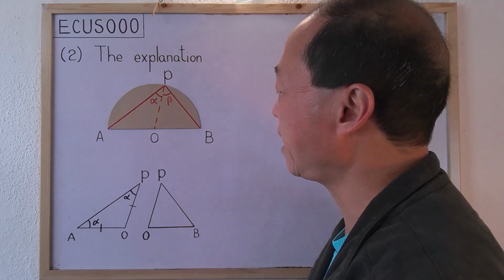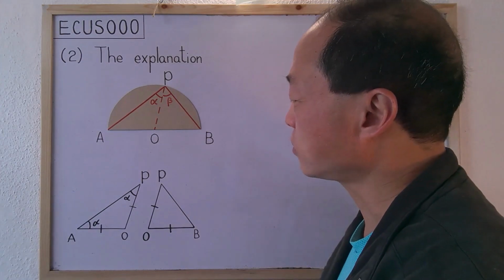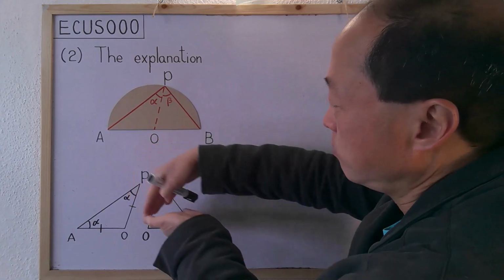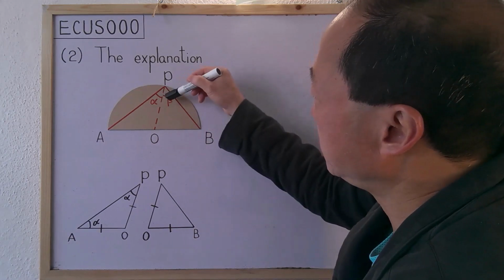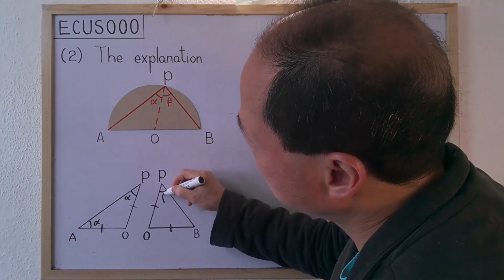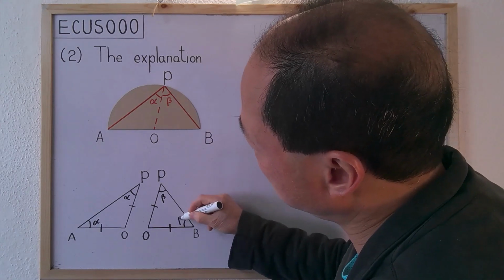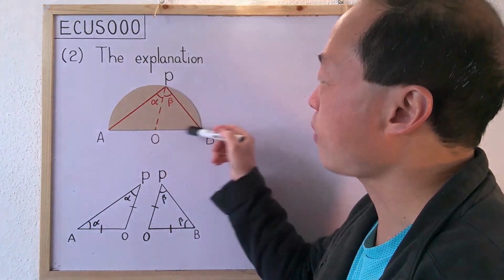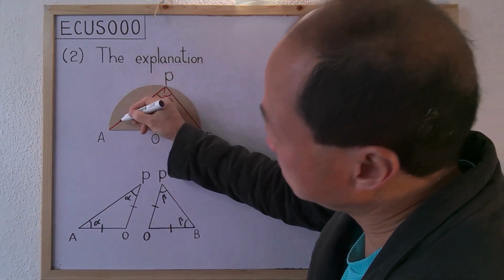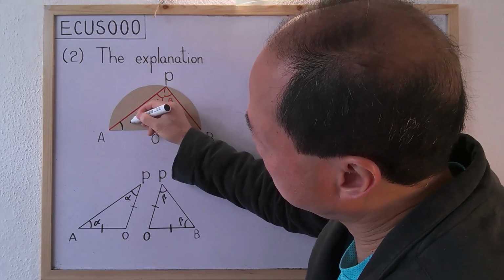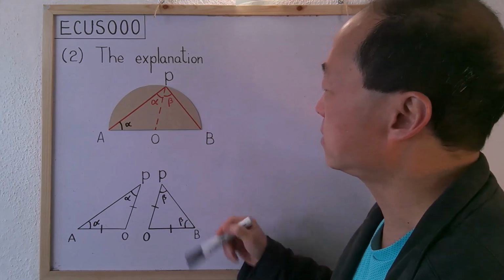Look at this triangle with similar argument. OB and OP are equal in length. This triangle is also an isosceles triangle. It is symmetrical in this axis, as this angle is beta. This angle is also beta. Look at this big triangle. This angle is alpha. This angle is beta.